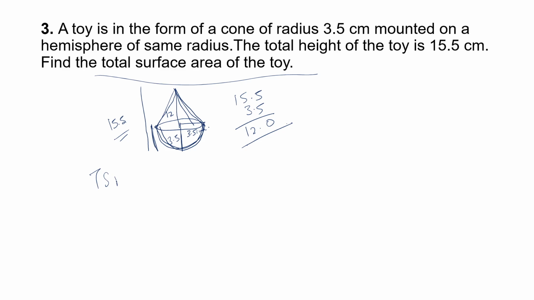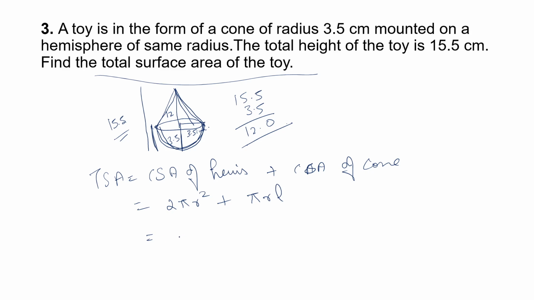So the TSA of the toy is CSA of hemisphere plus CSA of cone. CSA of hemisphere is 2 pi r square, plus CSA of cone is pi r l. Since the radius is the same, we can take it common outside: pi r (2r plus l). Pi is 22 by 7, unless otherwise stated we can't take it as 3.14. And r is 3.5. So 22 by 7 into 3.5 into (2 into 3.5 plus l).